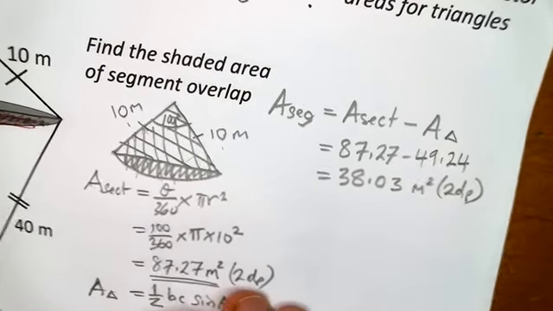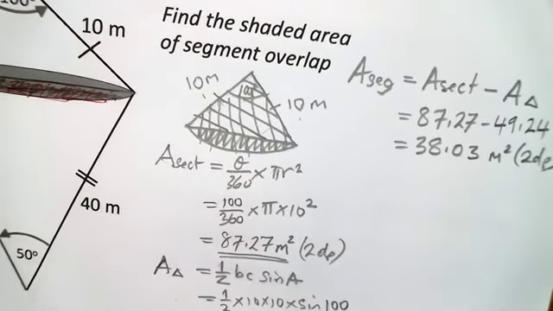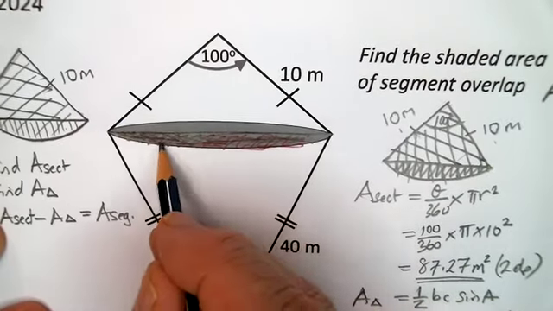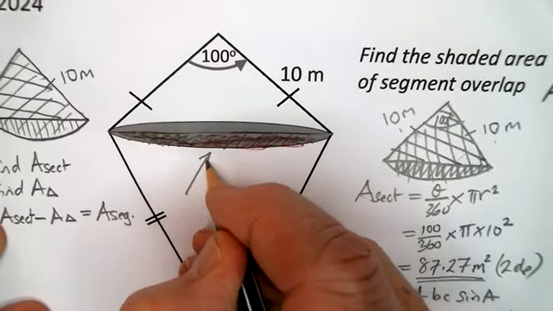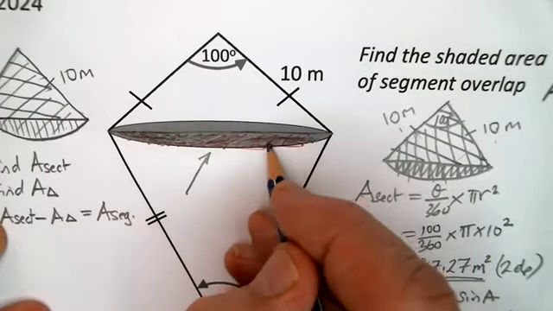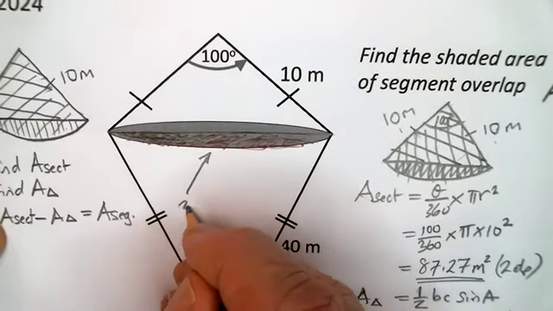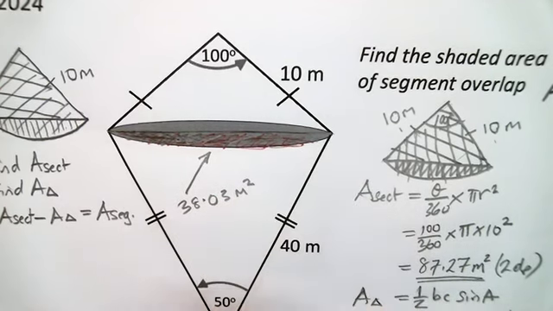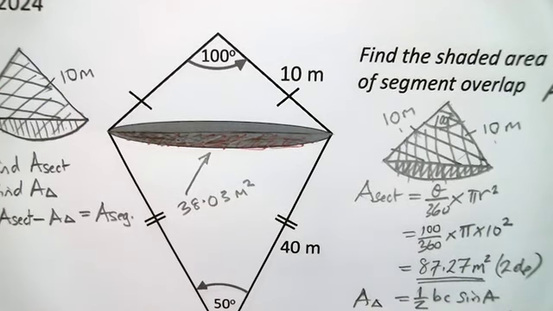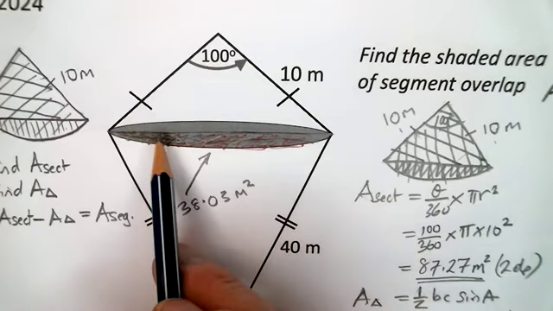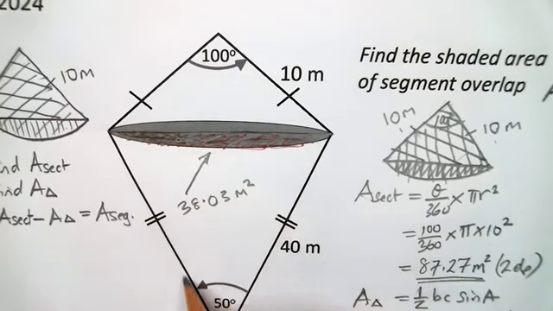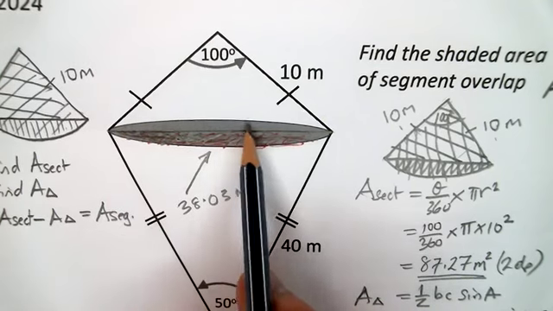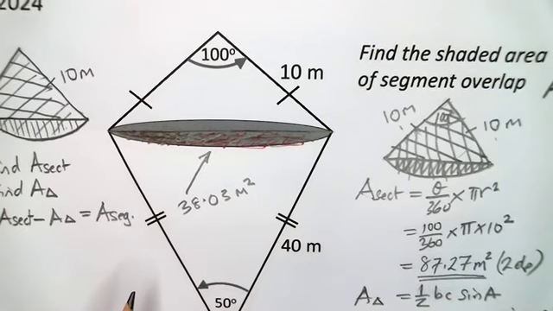All right, so that is the first half done. So we now know the area of this bit here. I'll put a little arrow here. That bit there, the bit that I tried to colour in very poorly, is 38.03 square meters. All right, now in this next video, I'm going to find the area of the upper bit, which in this case is the lower sector, but is going to be that upper portion there of the segment. And we're going to do that in the next video.